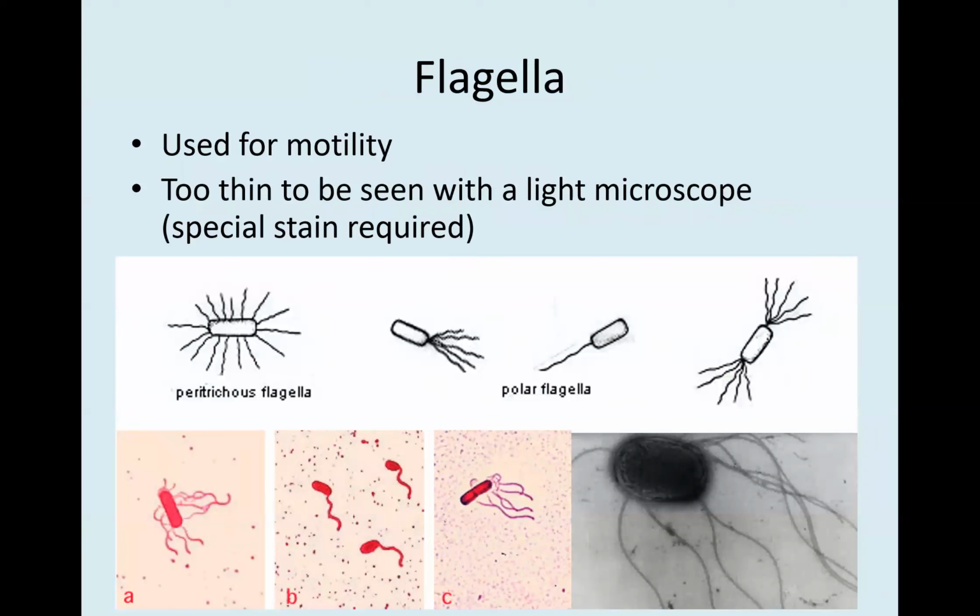All right, some other structures that we'll see externally are flagella. These are tails that are used for motility. Unfortunately, they're too thin to be seen with a light microscope, so we would have to do a special flagella stain in order to see them.